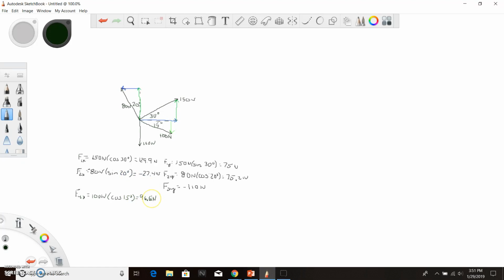Okay, so now we're going to do the same for the y, but we're going to use sine. F4y is going to equal, and this is going to be a negative, so negative 100 newtons multiplied by the sine of 15 degrees. That is going to equal a negative 25.9 newtons.